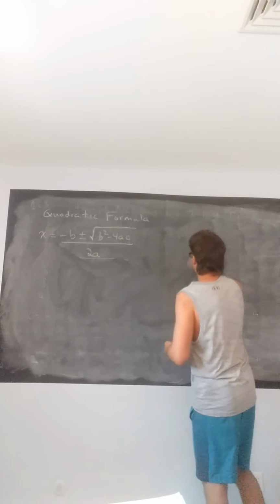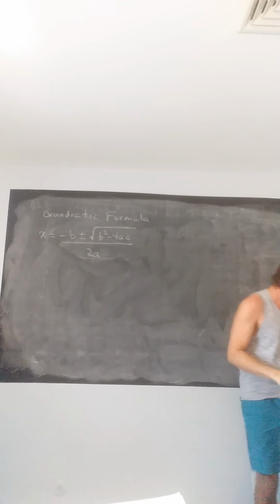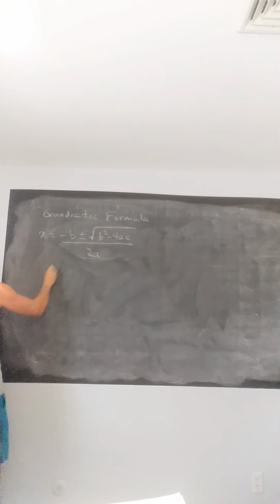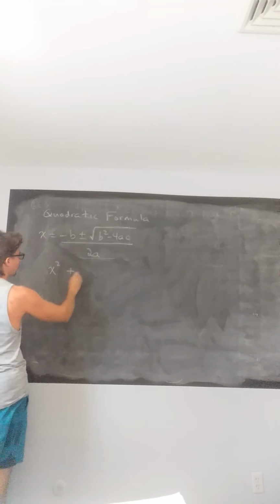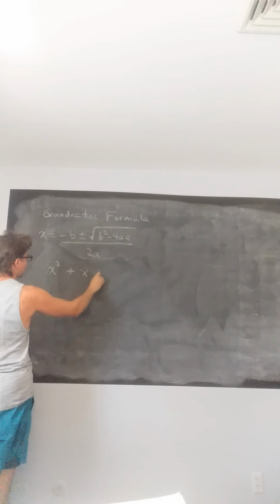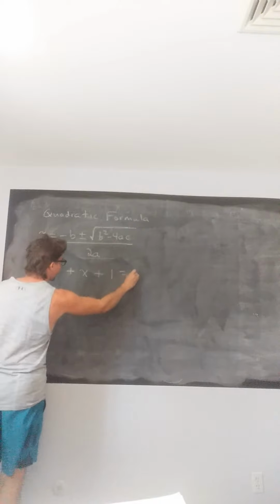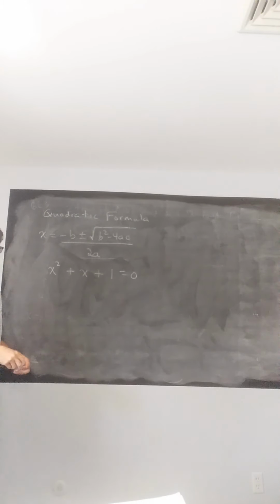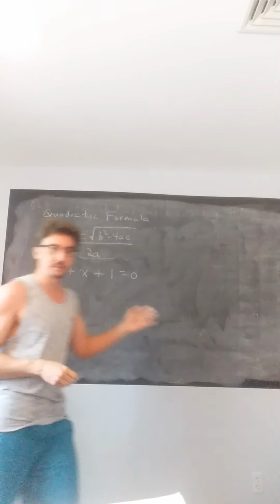It's kind of interesting. So say we have an equation that looks like this: x squared plus x plus 1 equals 0. So say we got this trinomial equation. It's quadratic, so we could use the quadratic formula. We have the green light to do so.